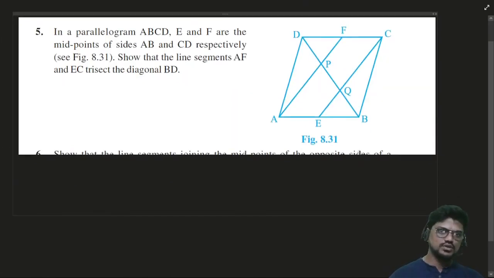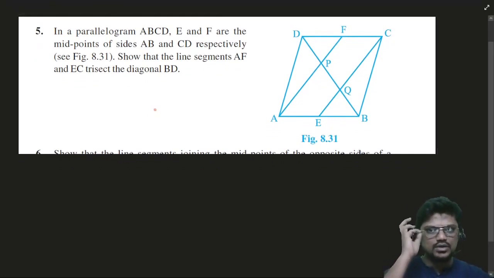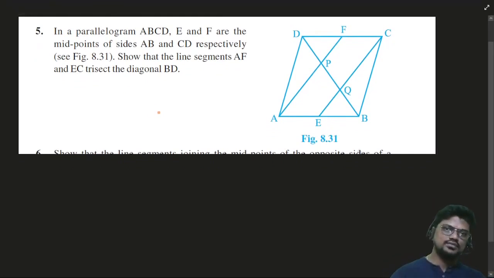Now see the question they have given. In a parallelogram ABCD, E and F are the midpoints of the sides AB and CD respectively. Show that the line segments AF and EC trisect the diagonal BD.